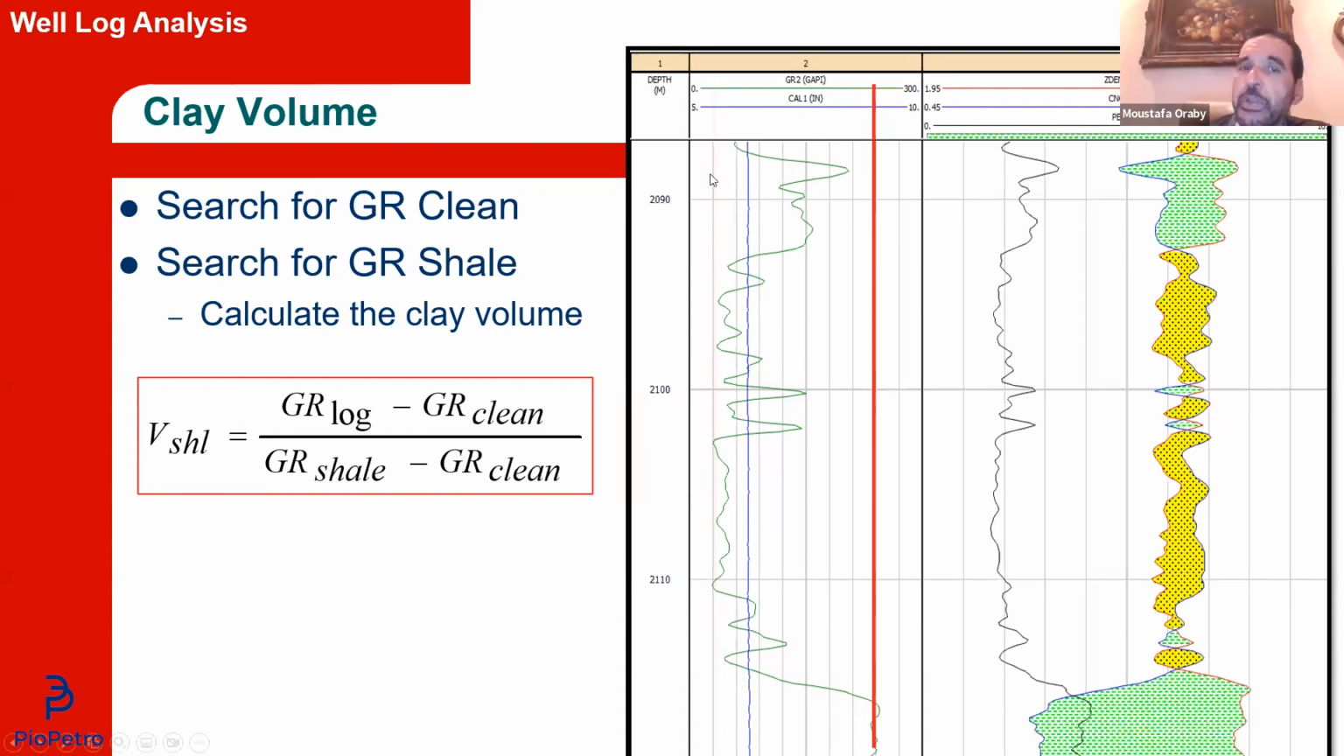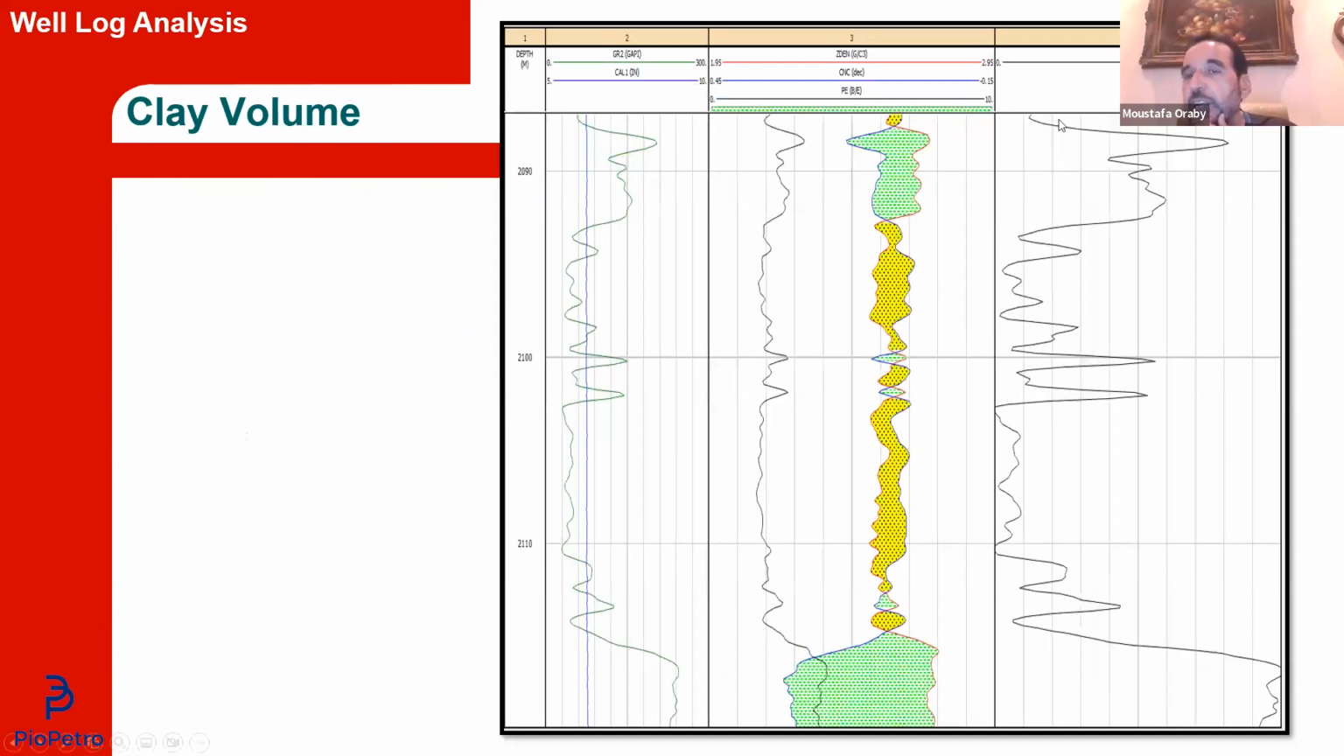So how can I calculate the clay volume? First of all, you look at the logs, you decide what is the minimum reading of gamma ray and what is the maximum reading of gamma ray. The minimum reading of gamma ray, we call it gamma ray clean. Maximum reading of gamma ray, we call it gamma ray shale. Then you start using these two values to calculate the clay volume. Once you calculate the clay volume, you plot it from 0 to 1. 1 is 100%, 0 is 0%. Now, I calculated this, and here is my V clay. I calculated my V clay here using the equation gamma ray minus gamma ray minimum divided by gamma ray maximum minus gamma ray minimum.